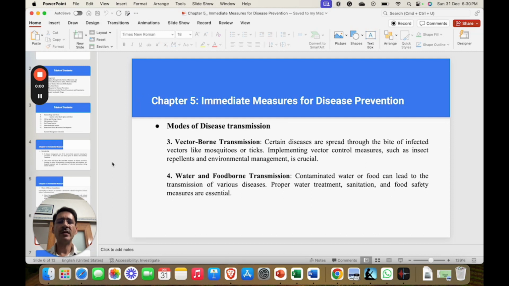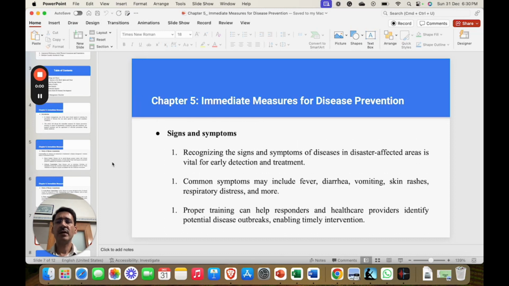Water and foodborne transmission. Contaminated water or food can lead to the transmission of various diseases. Proper water treatment, sanitation, and food safety measures are essential. Signs and symptoms. Recognizing the signs and symptoms of disease in disaster-affected areas is vital for early detection and treatment. Common symptoms may include fever, diarrhea, vomiting, skin rashes, respiratory distress, and more. Proper training can help responders and healthcare providers identify potential disease outbreaks, enabling timely intervention.